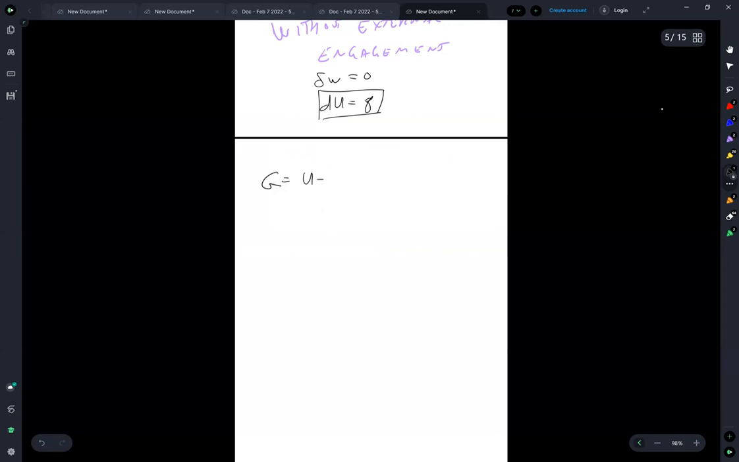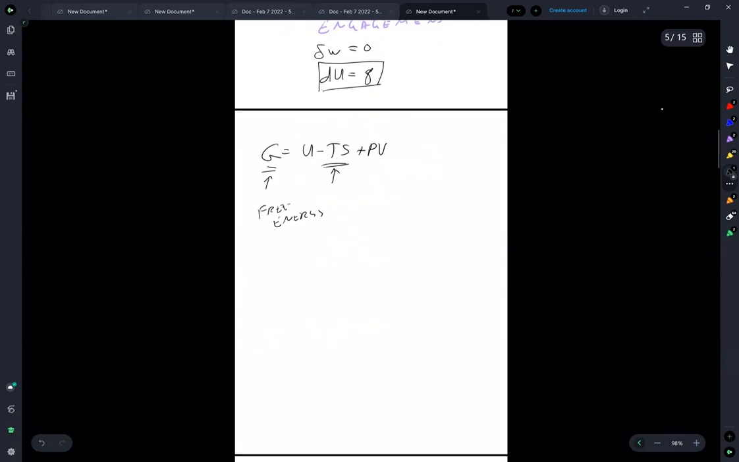U minus TS plus PV, right? We've got minus TS. So as the entropy increases, the free energy diminishes. And what I thought was a neat follow-up calculation was to determine the change in entropy for reversing.